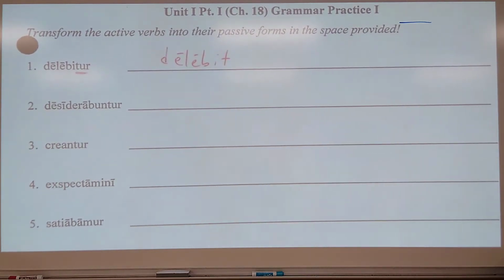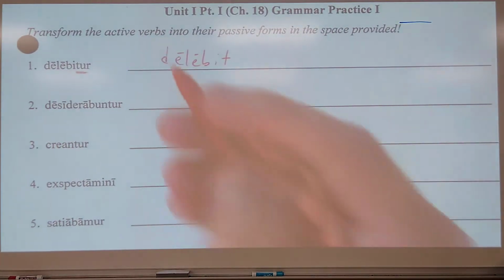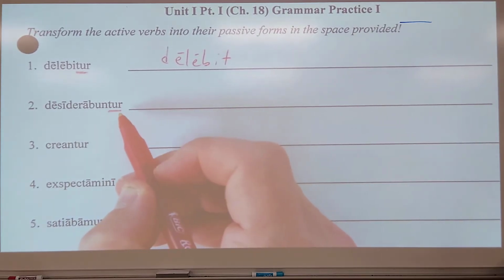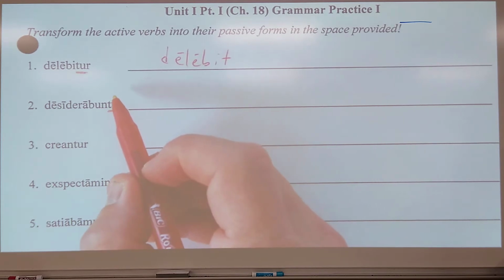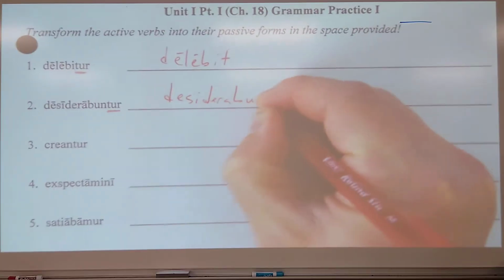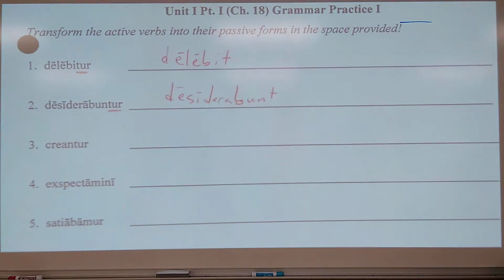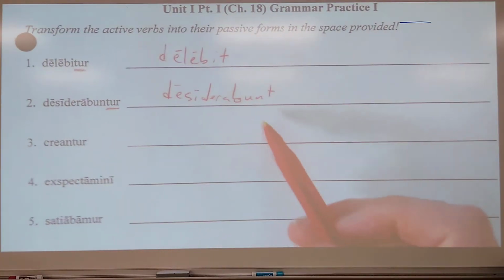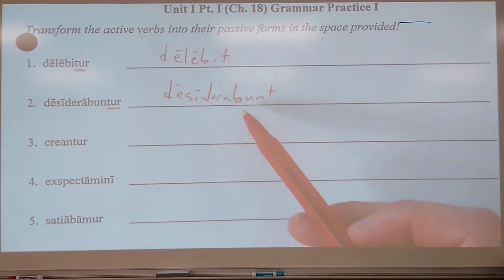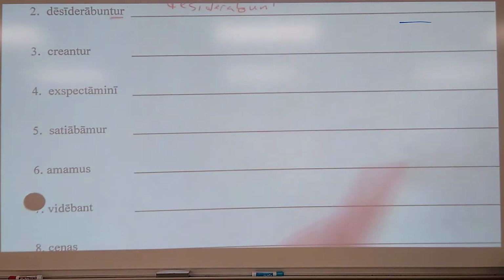Anyway, let's look at number two. So we have the word desiderabuntur. Once again, you notice it has that tur ending. So to make it active, you really just get rid of the ur. So desiderabunt. And yet again, this one is actually also future, right? Bo, bis, bit, bimus, bitis, bunt. Third person plural of the future. Well, let's look at number three.